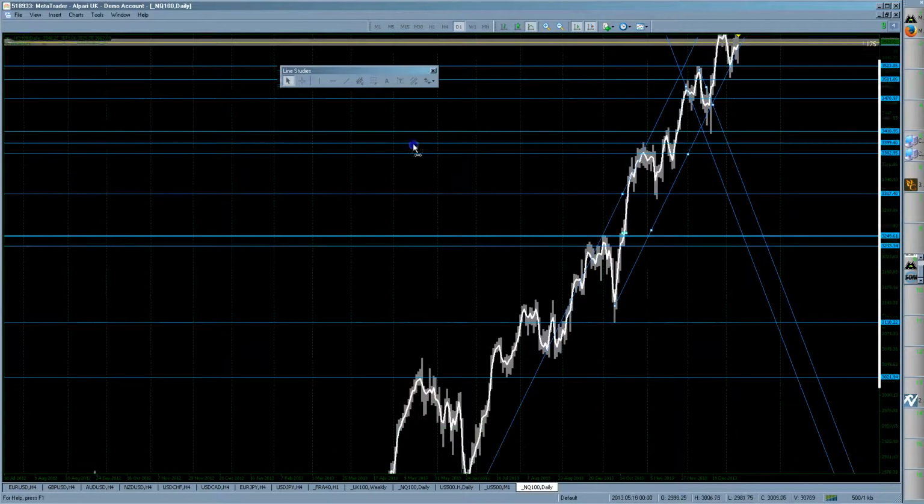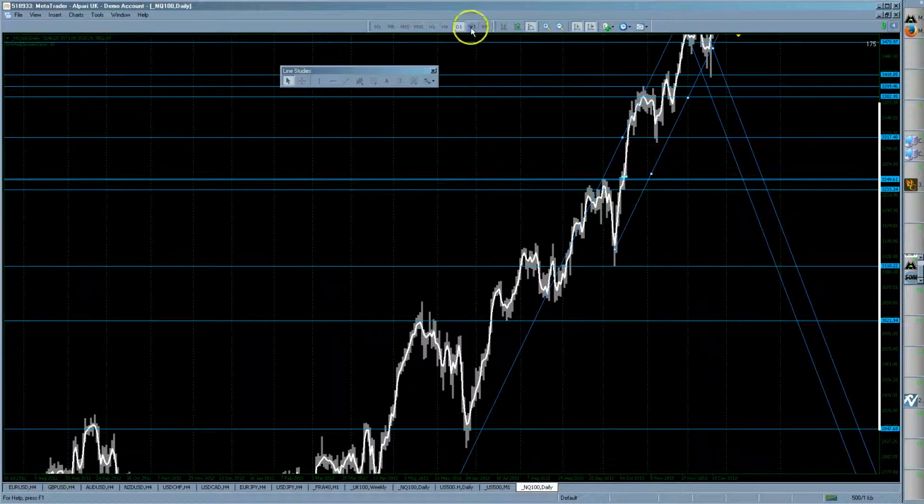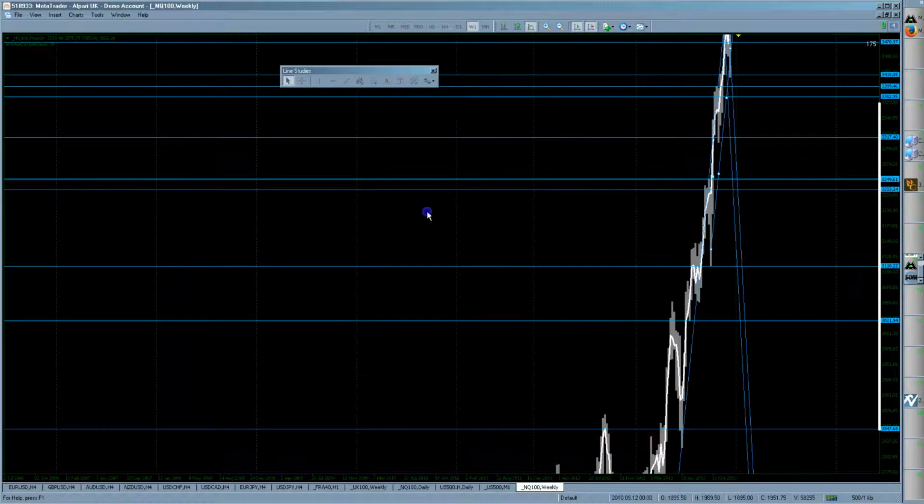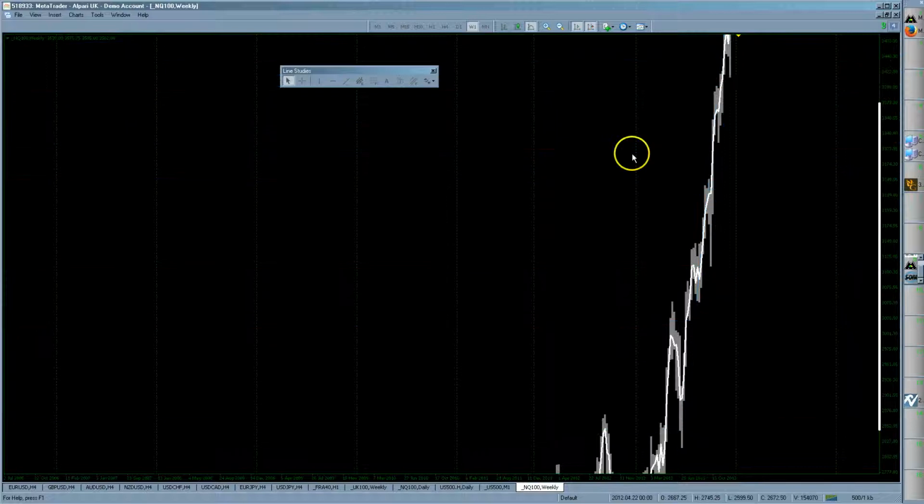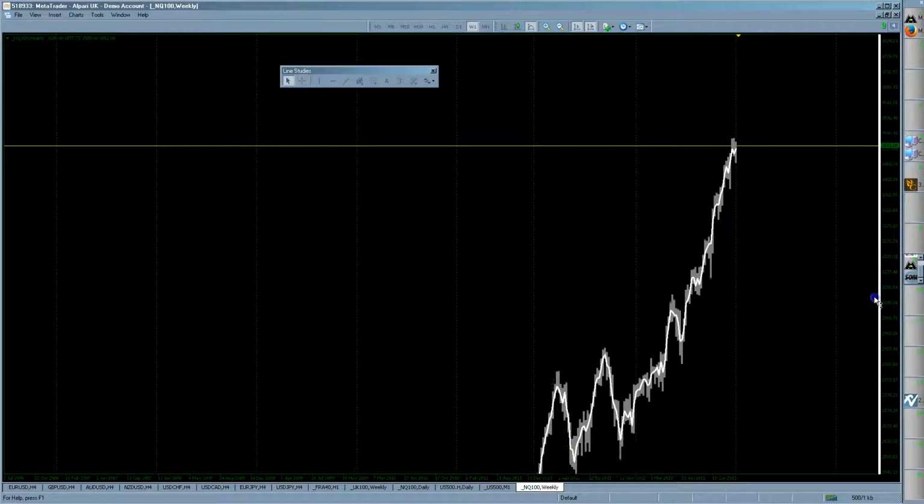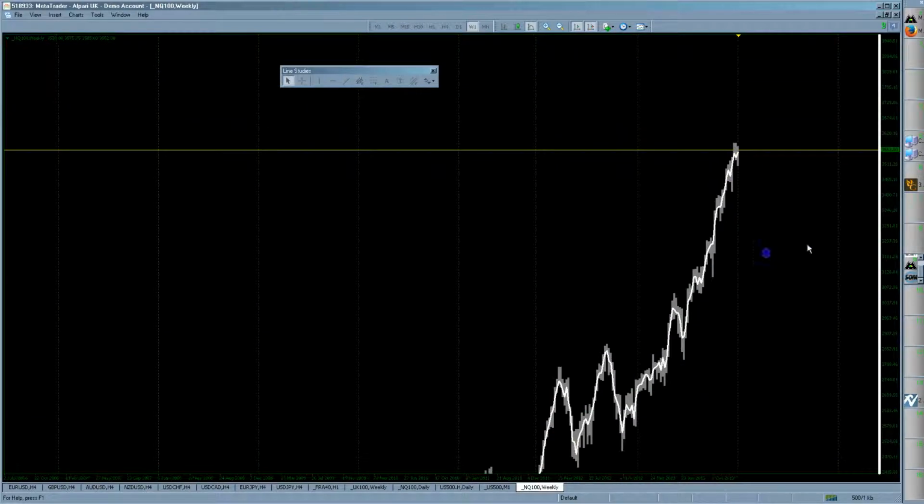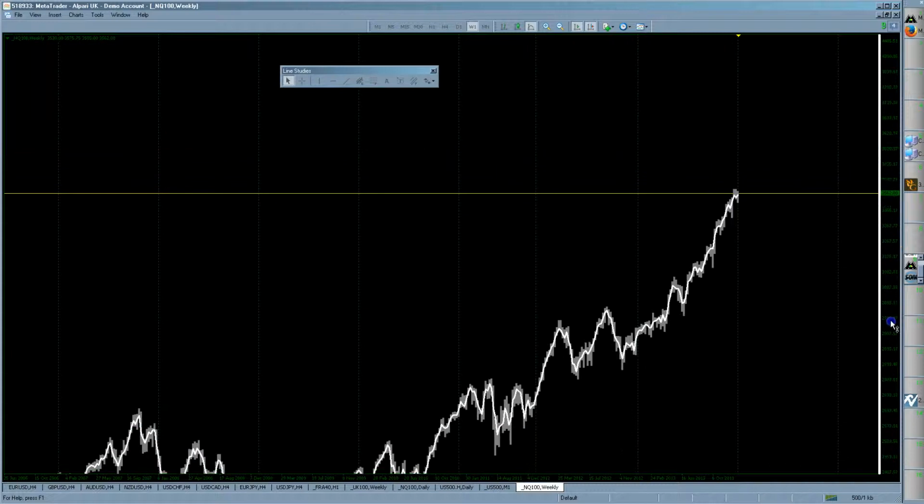But this is the daily, and let me go to the weekly and strip all this stuff off here. And then just take a look at this double top on the weekly, and wow.